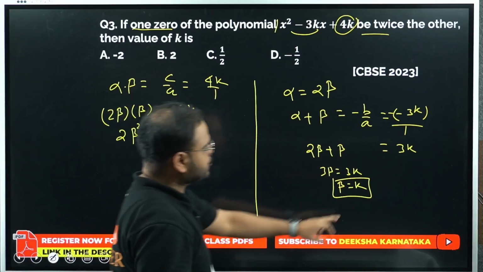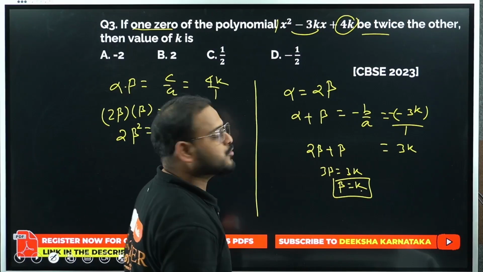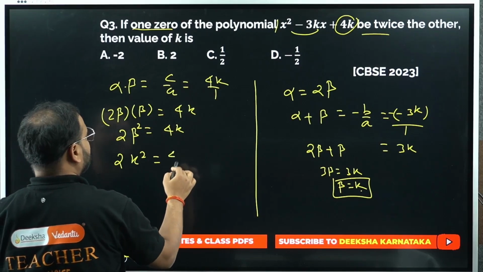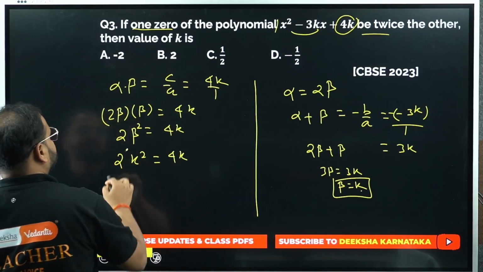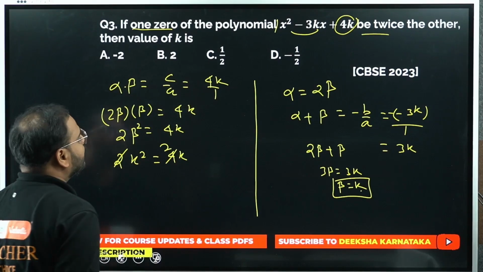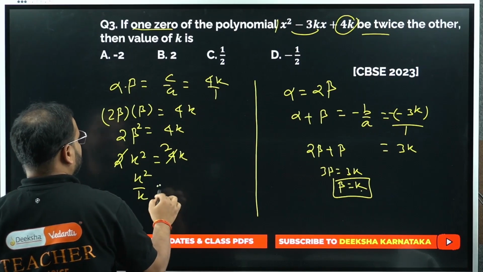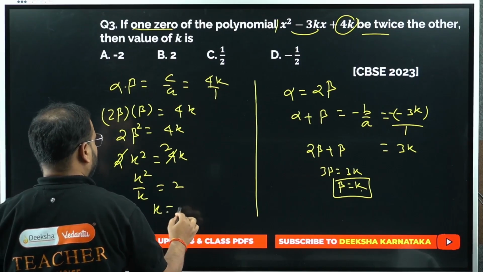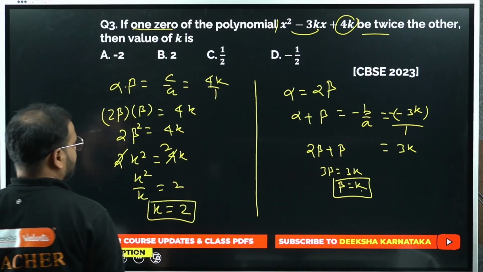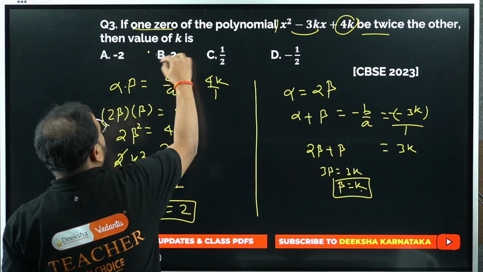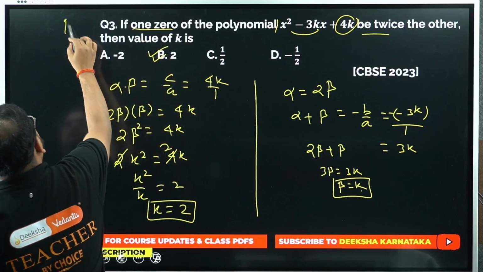We know beta is equal to k, right? Beta equals k. So put it over here. 2 times k square equals 4k. Cancel this. 2 with 4 is 2, and you can write this as k square by k equals 2. How much is the k value? K square by k is what? K. So k equals 2. Option number B.